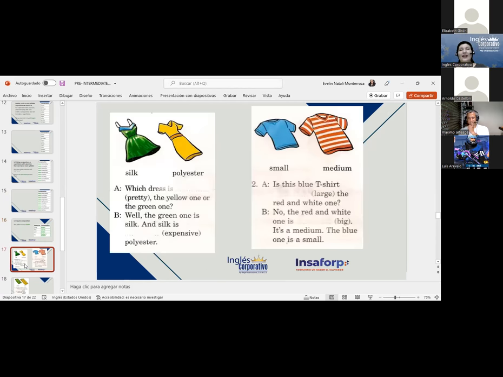And here, I have one example with the objects that we were talking about yesterday. I am going to give you some minutes to complete it. I think you are going to have like 1 minute because there are only 4 adjectives, okay? So you are going to transform these 4 adjectives. You can do it in your notebook. You have pretty, expensive, large, and big. I have here a green dress and a yellow dress, silk and polyester. I have a light blue shirt and a striped orange shirt, small and medium.